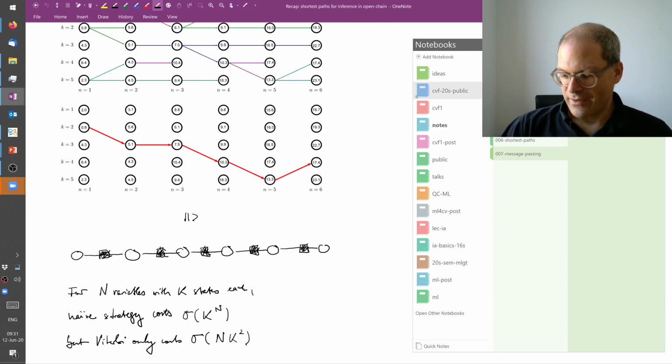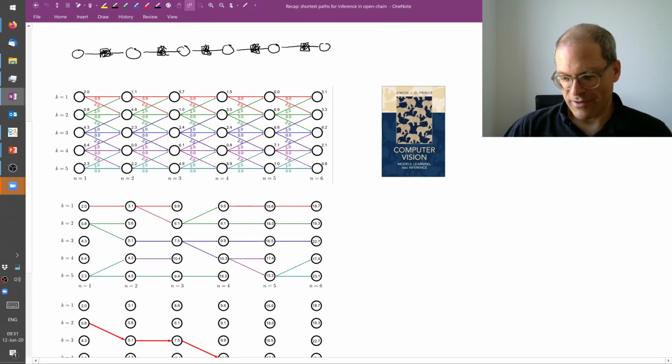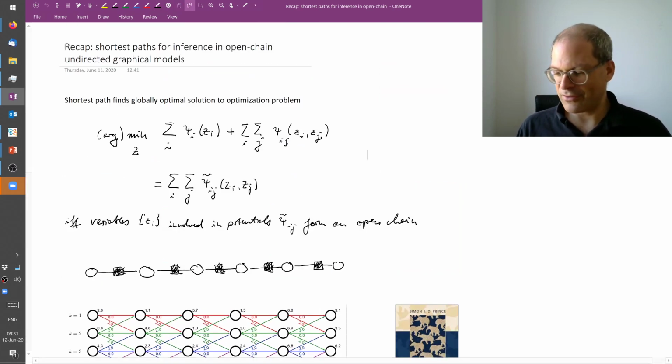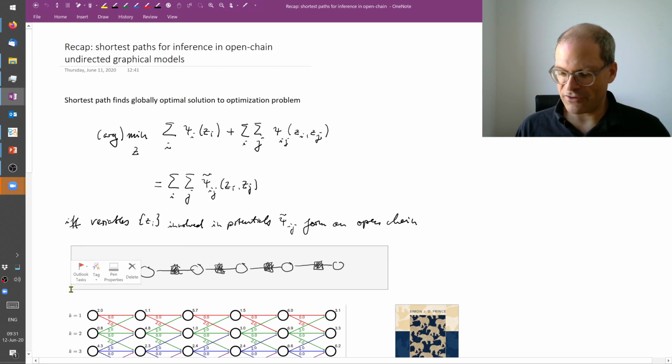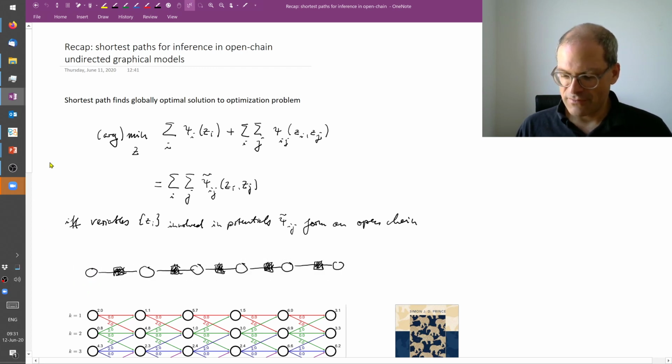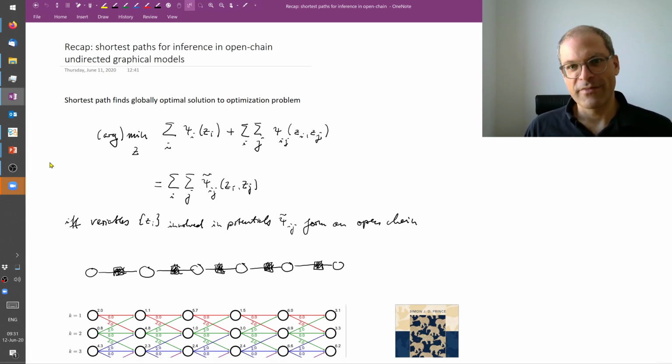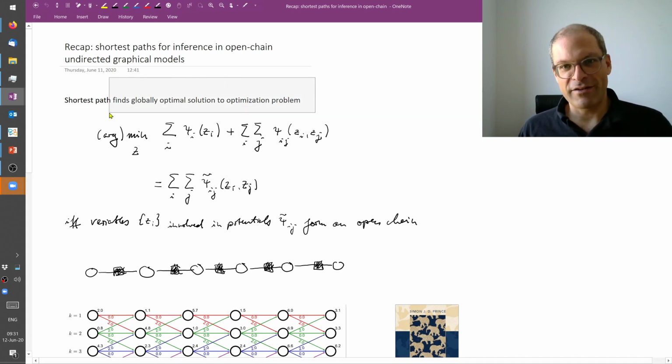All right. Now, before we talk about trees, a short recap, and I also want to introduce again this kind of picture here, a factor graph. So let's recall, what is the shortest path problem about? Shortest path finds a globally optimal solution to the following optimization problem.